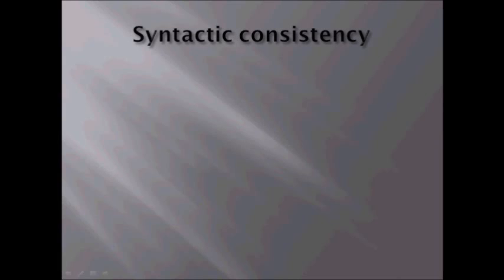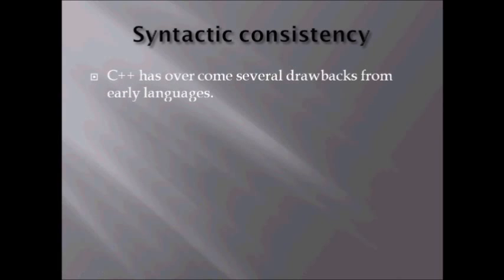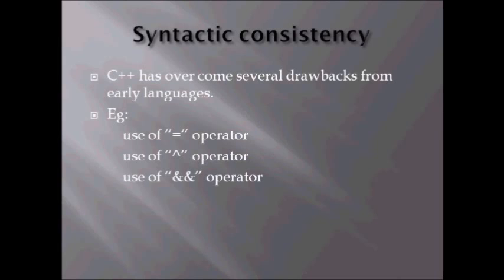Syntactic consistency. C++ has overcome several drawbacks from early languages. Syntactic consistency is defined as: things which look similar have to be similar, and things which look different should be different. For example, the use of the equal operator, use of the power operator, use of the AND operator.